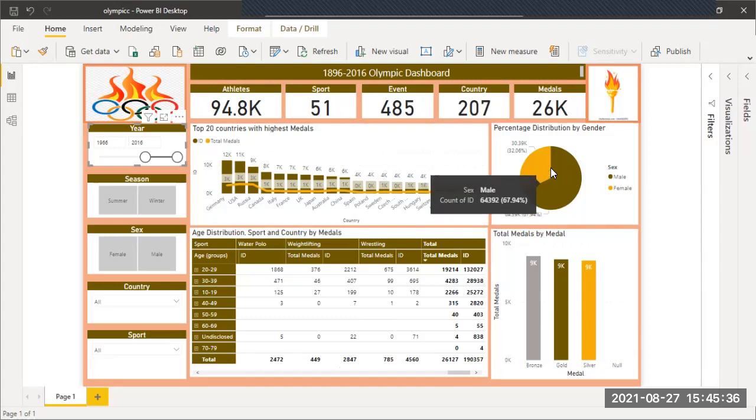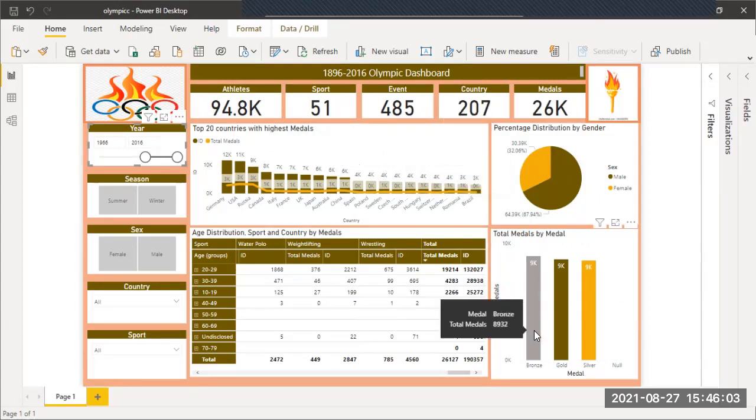But interestingly, if we look at the distribution of male to female athletes, we can see that there's been an increase in the number of female athletes participating in the Olympic events. We now have the ratio of 67.9% to 30.1, unlike what we had previously. We've also noticed that we now have more bronze medals being won by the athletes than gold or silver medals. The age group with the highest number of medals still remains 20 to 29.